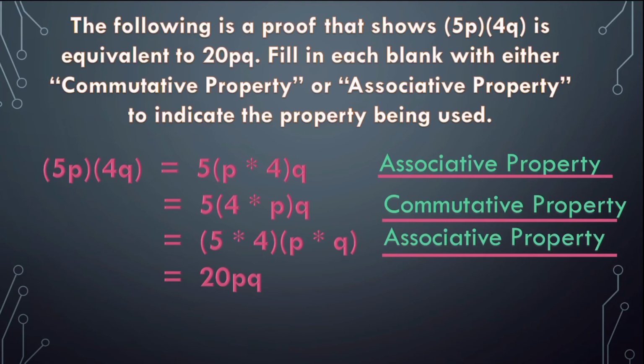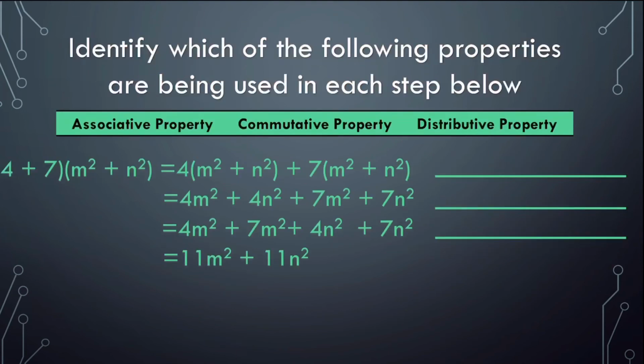Okay, so take your time, pause if you need to, but what I already did here for you was I broke it down. So if you look at the left-hand side, that's the problem. 4 plus 7 times m squared plus n squared. So what did we do here? Was it the associative property, the commutative property, or the distributive property? What started this problem off? Pause now and see if you can fill in those blanks along the way.